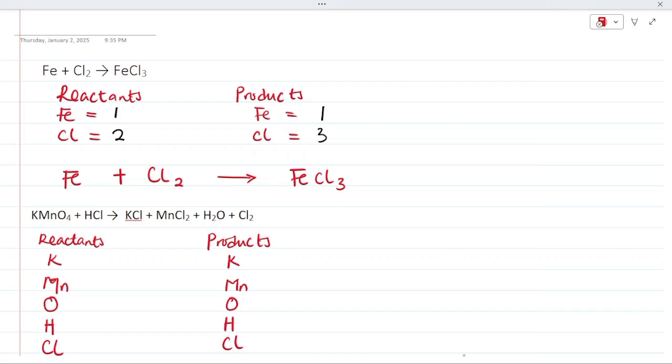So obviously, the iron is balanced. All that's left is to balance the chlorine. Now, if you observe, 2 and 3, 2 is an even number and 3 is an odd number. So there is no way to make 2 become 3. Well, there is a way you can do it using the fraction method, but we are not using that for this video.